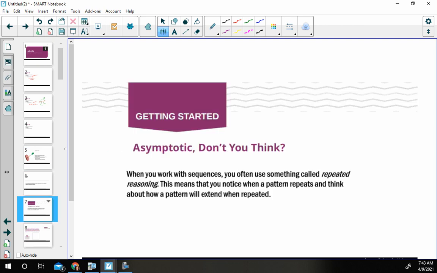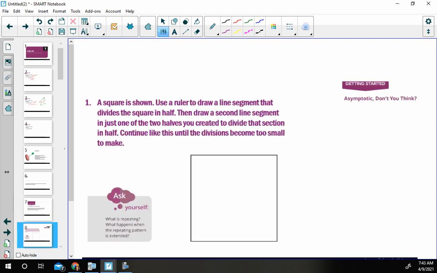Okay, so when you work with sequences, you often use something called repeated reasoning. This means that you notice when a pattern repeats and think about how a pattern will extend when repeated. All right, so this warm up here, we're only going to do this first part of it, and then we're just going to kind of talk about it. So there's a couple videos on this.